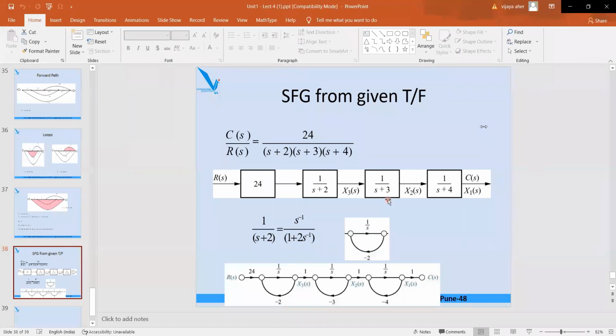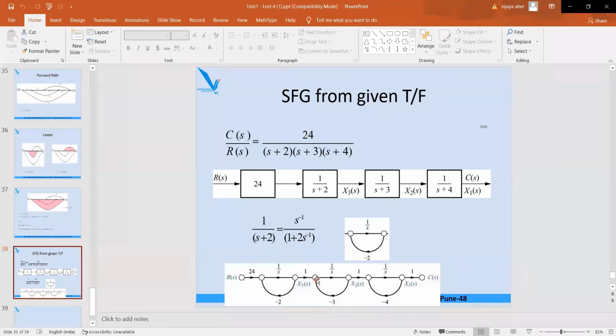For this term, you have written an equation. Read out what equation you have written, children. What you have written for this term? 1 divided by s plus 3 is equal to, anybody from your side, what you have written? s raised to minus 1 upon 1 plus 3 into s raised to minus 1. Yes, very good. Now for that term only, you are going to draw the SFG.